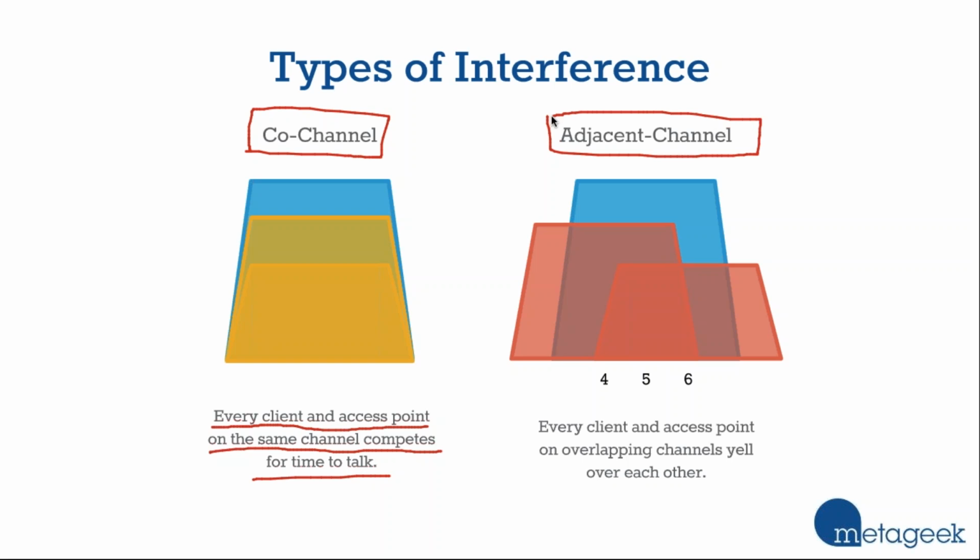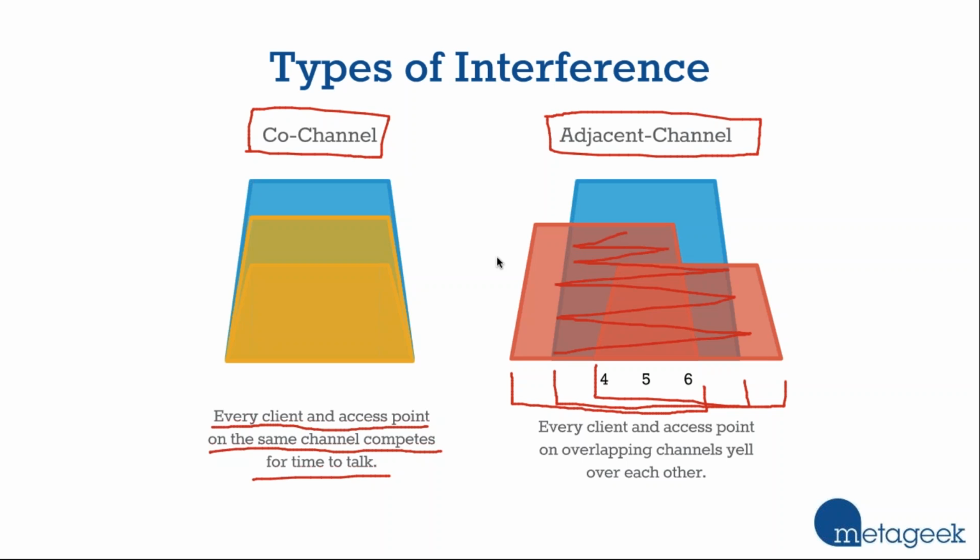Now, adjacent channel interference is very unlike co-channel interference. In an adjacent channel interference situation, we might have an access point and all of its client devices on channel 4, and maybe another access point and all of its client devices on channel 5, and another access point and all of its devices on channel 6. All three of those networks partially overlap. And the problem is that instead of politely taking turns talking like we do with co-channel interference, adjacent channel networks aren't going to politely take turns talking. They're just going to yell and scream over each other instead.